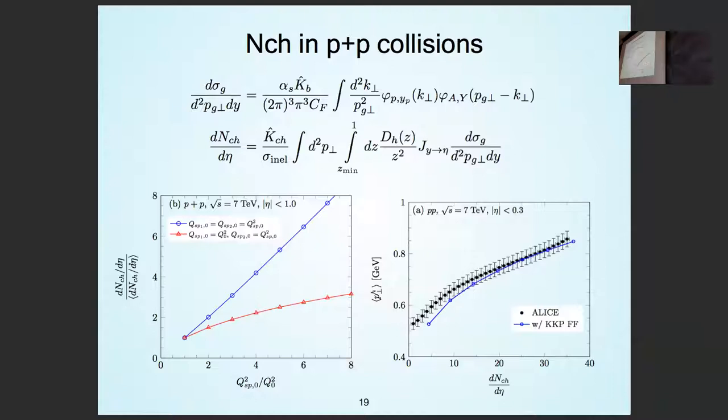So this is the charged multiplicity as a function of Q_s. The red curves are obtained by fixing the projectile proton saturation scale while we increase the saturation scale for the target proton. The blue curves are the result of a symmetrical treatment, so we increase both the projectile proton and target proton saturation scales. If we take these curves, we can reproduce the mean pT of charged hadrons as a function of multiplicity.